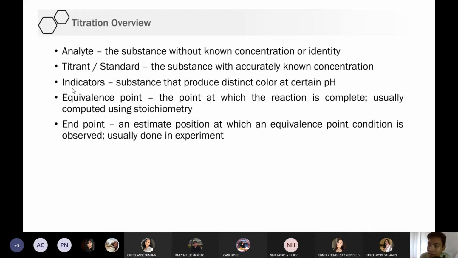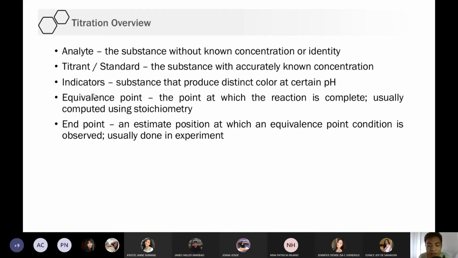Then, sabi kanina, di ba, titration requires a chemical indicator. So when you say indicator, these are substances that produces color at certain pH. Kunwari, nag-pH 7 na, bigla siya magiging light pink. O kunwari, biglang pH 9, purple na siya. So, yun yung mga indicators na. Kasi ang problem, kapag may dalawa kang liquid na pinaghalo, walang color agad yon.